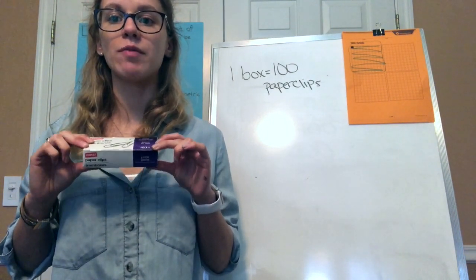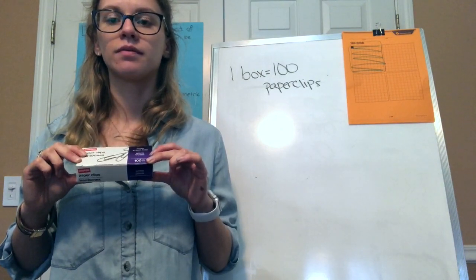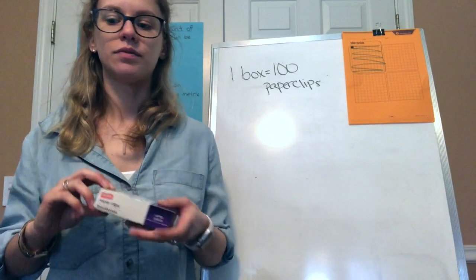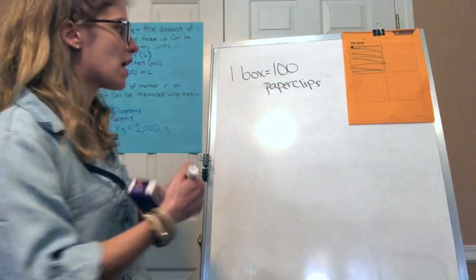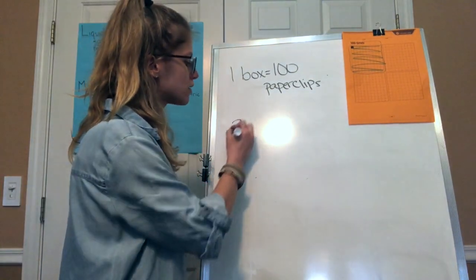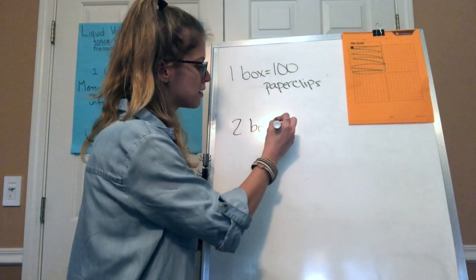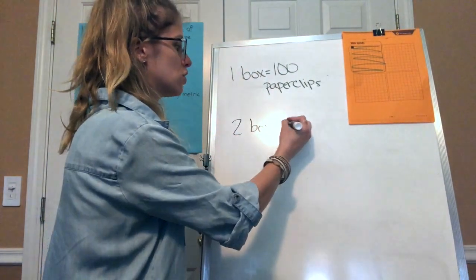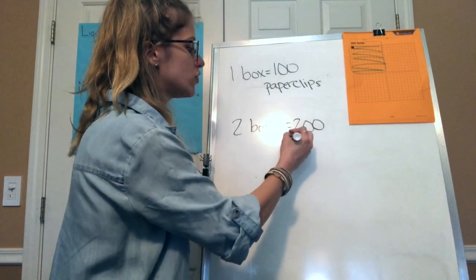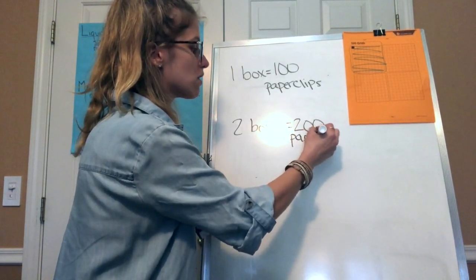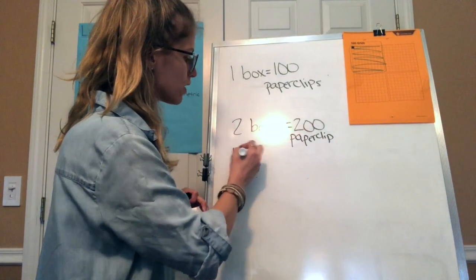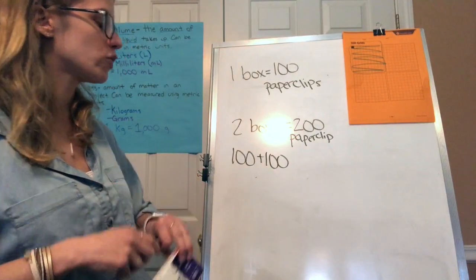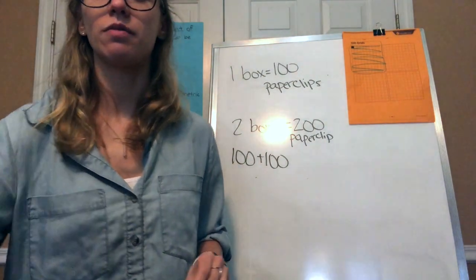Pause me and think about how many paper clips I would have. If I had 2 boxes of paper clips, that would mean that I would have 200 paper clips, because there are 100 in each, and I have 2 boxes. So 100 plus 100 is 200.